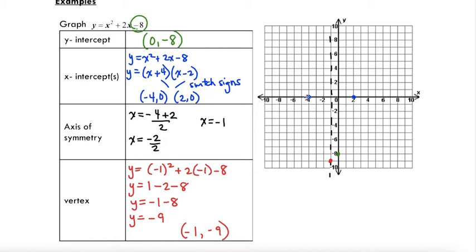So I have my x-intercepts, I have my y-intercept, I have my vertex. My parabola is going to open up because my x squared value is a positive number, so I can take that information and I can sketch my graph. So there is my parabola. So it goes through all of those points that I just graphed.